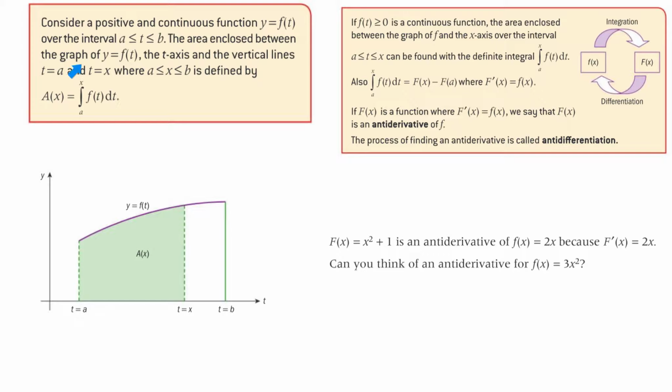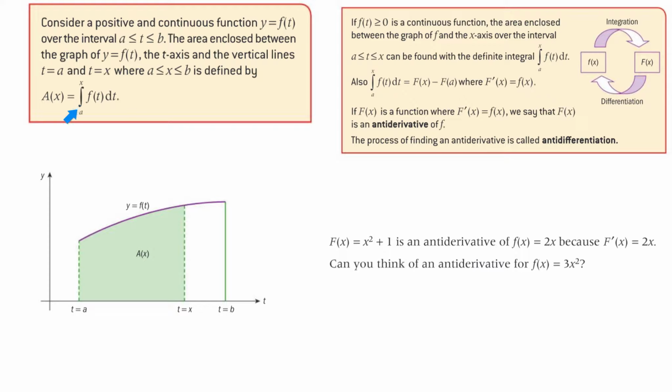The area enclosed between the graph of the function, so that's the purple line, the t-axis, which is the horizontal axis, and the vertical lines t equals a and t equals x. We're not finding it all the way to here, we're just stopping here. So this is the area we're concerned with, where x is greater than or equal to a and less than or equal to b. So x falls between a and b.